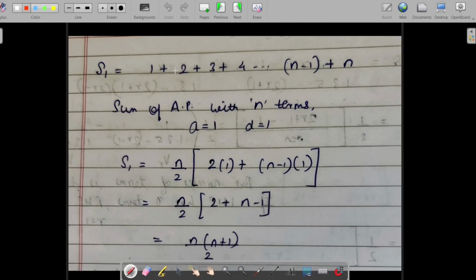The first will be the sum of the first n integers. This is easy because this is an AP. So S1, the required sum, is 1 plus 2 plus 3 plus 4 and so on. It is an AP with first term a, common difference d, and number of terms n. Straightforward sum formula: n by 2 into 2a plus n minus 1 into d. You simplify it, nothing very complicated here. Let's move on to the sum of squares.